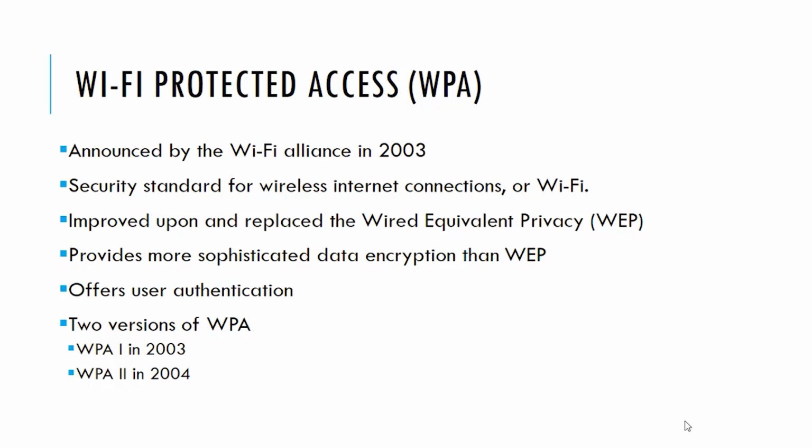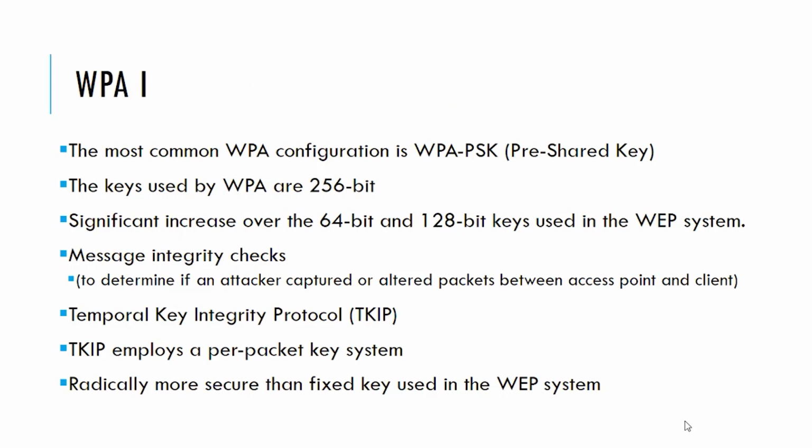WPA has two versions. WPA 1 was produced in 2003, once WEP had been superseded. And a year later, WPA 2 in 2004, which is the current version of the Wi-Fi Protected Access protocol. WPA 1 is the most common WPA configuration using WPA-PSK, the pre-shared key. So the most common configuration is this encryption protocol using the pre-shared key.